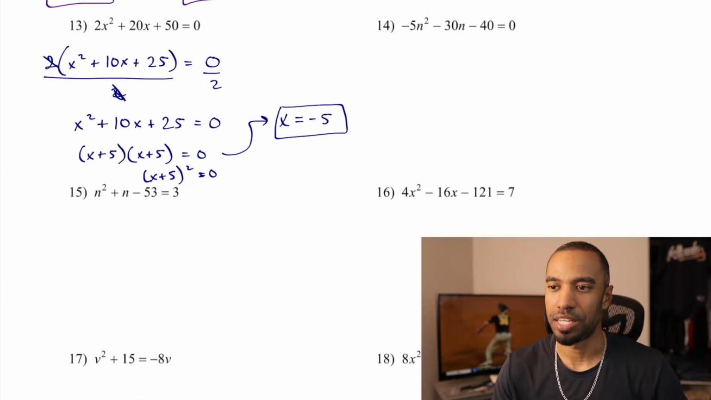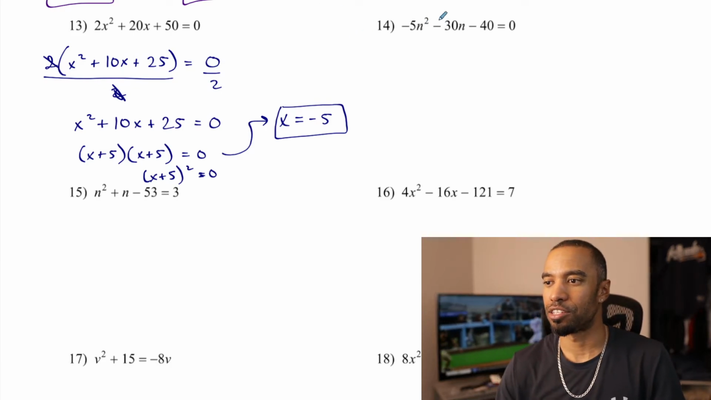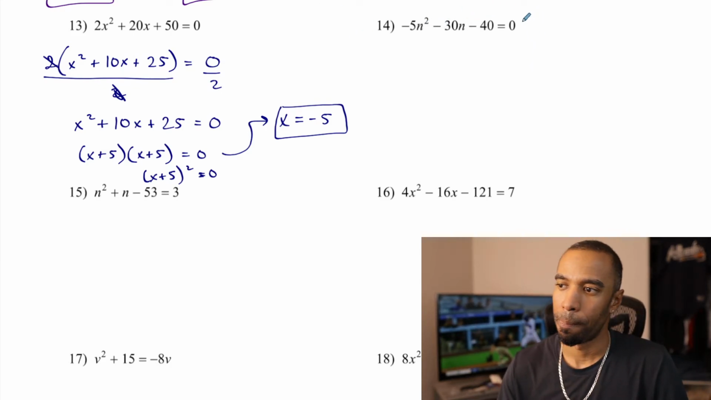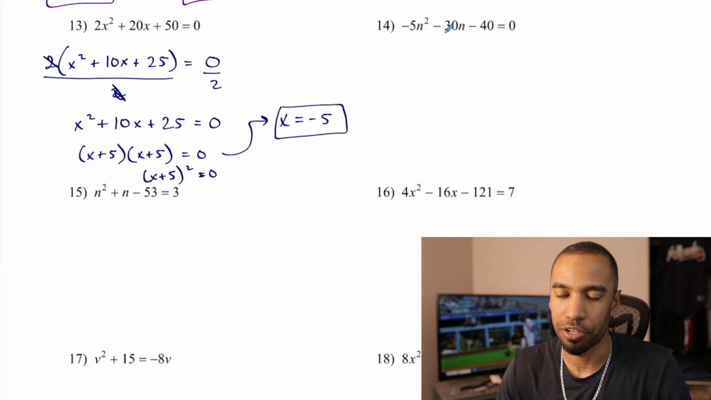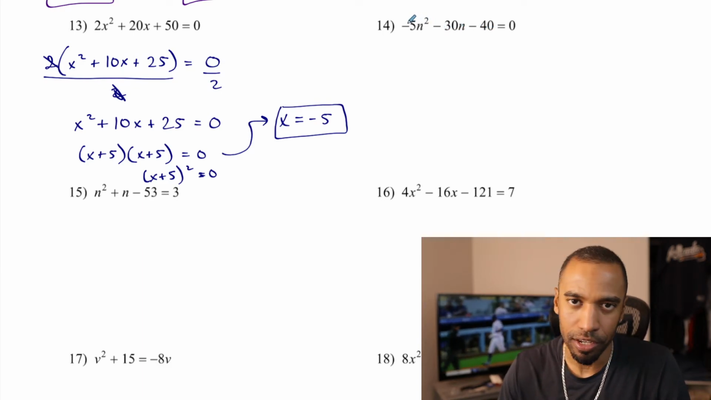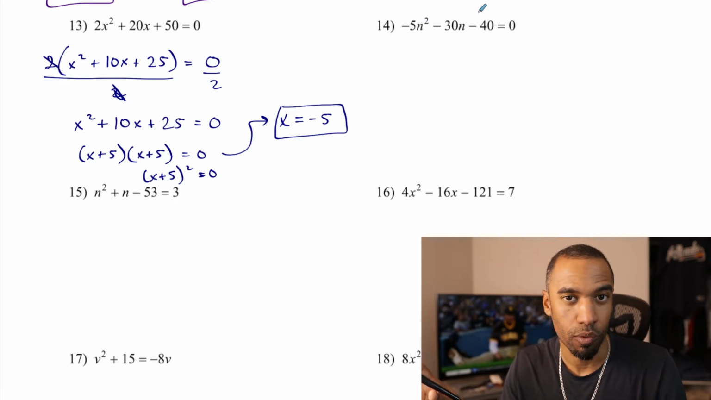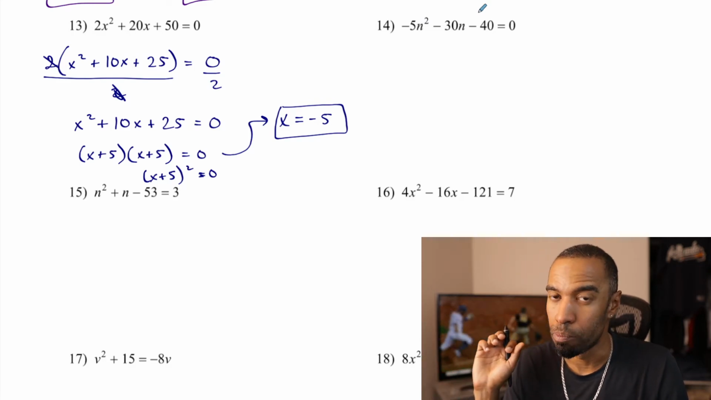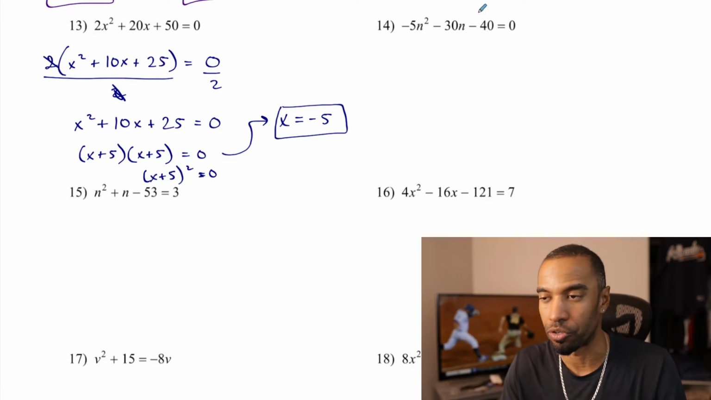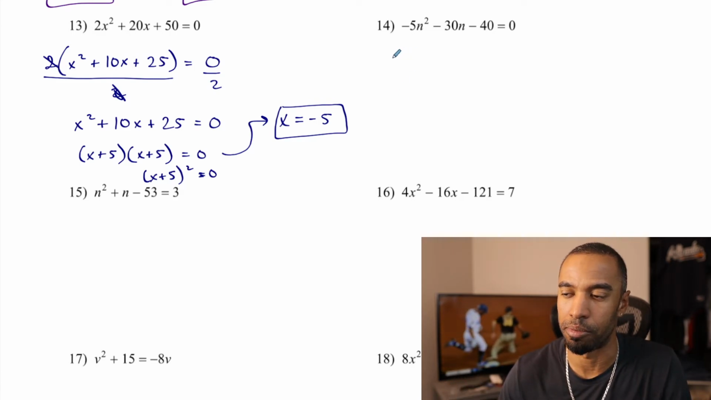All right, number 14. Negative 5n squared minus 30n minus 40 equals 0. Yeah, set equal to 0, we're in standard form, but I got a negative leading coefficient. I got a 5 instead of a 1. Y'all, you want to get that positive 1 if you can, but especially you must factor that negative out. If you're not factoring that negative out, you're not doing good business for yourself.